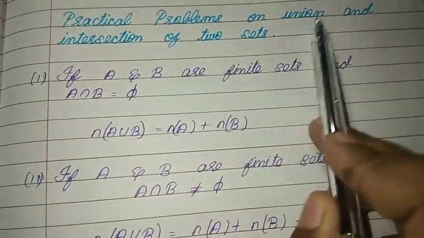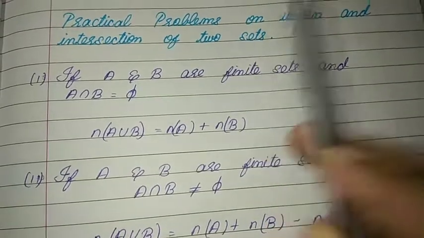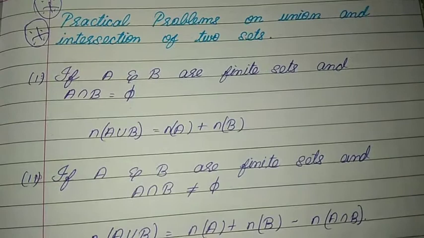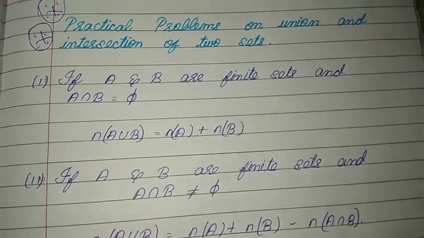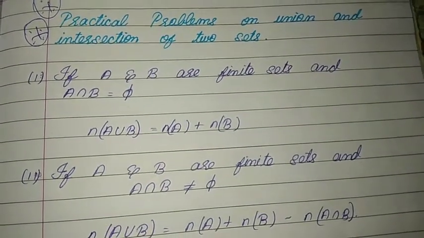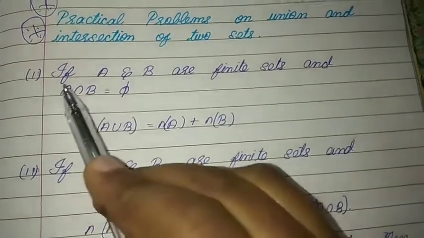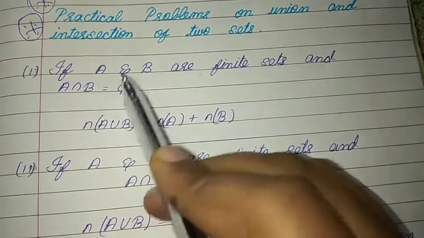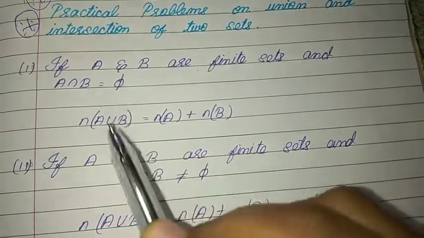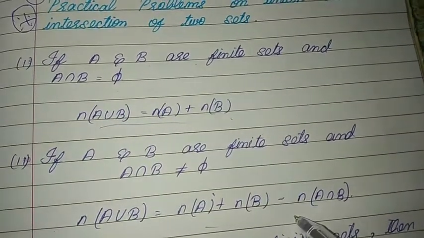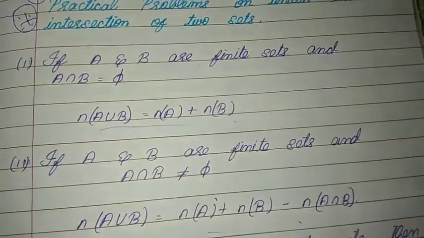Practical problems on union and intersection of two sets. This also is one of the important formulas we will be learning, not only in class 11 but also in class 12 and in higher studies. If A and B are finite sets and A intersection B is equal to φ, that is, nothing is common to both, then we will use this formula. If not, we will use the other formula, when only two sets are given.